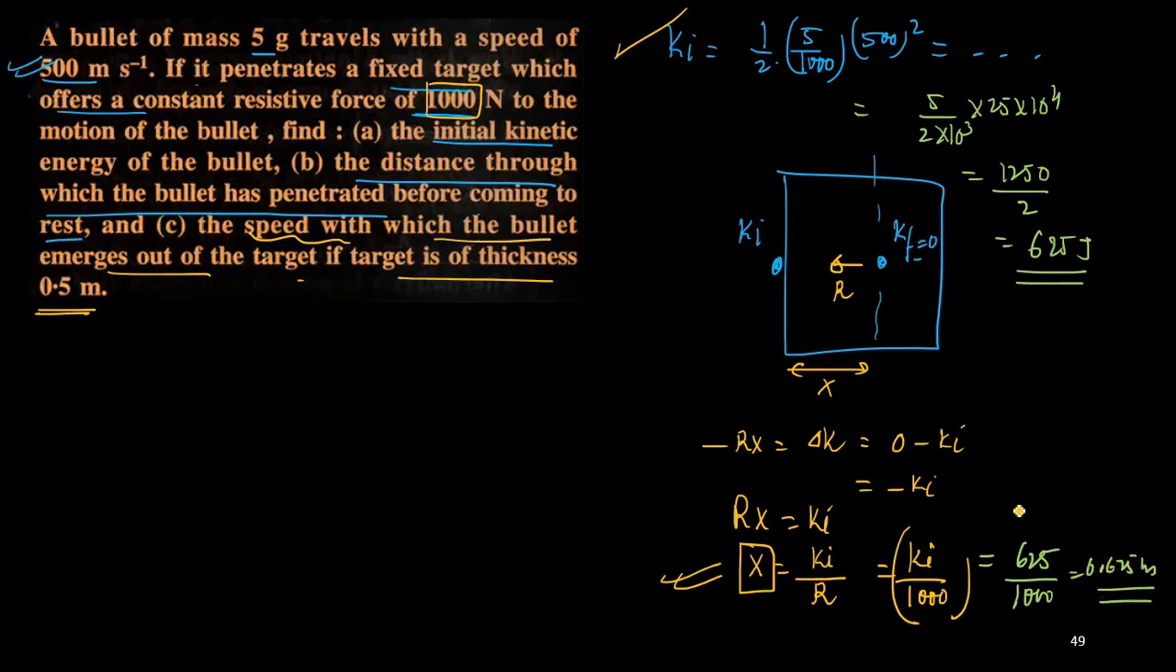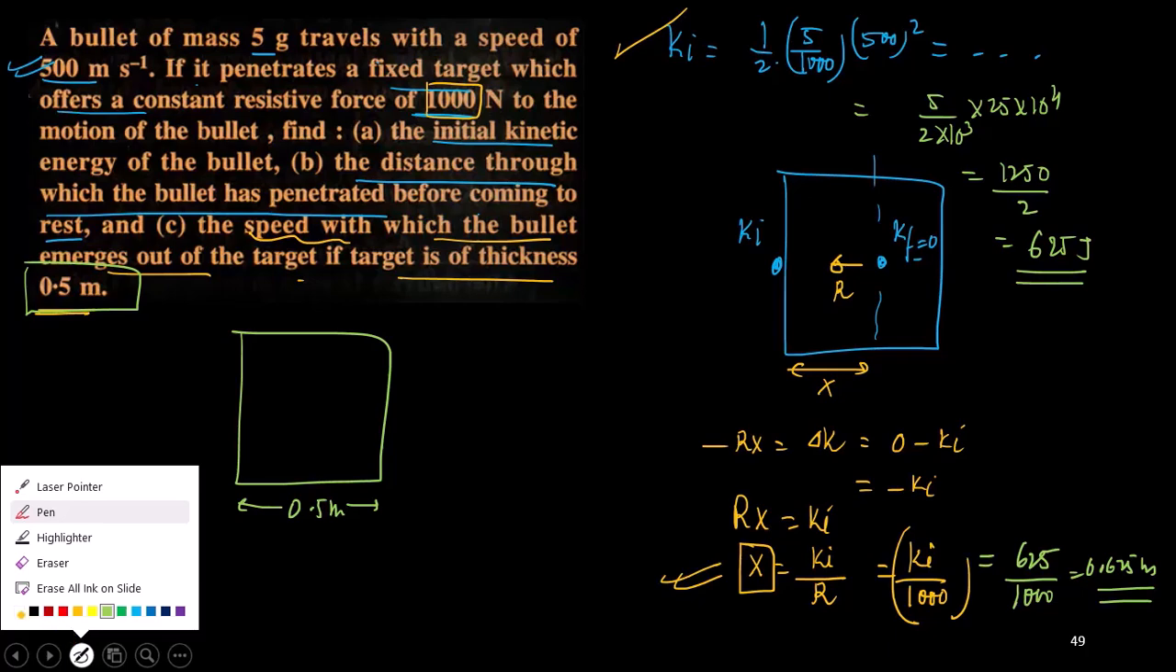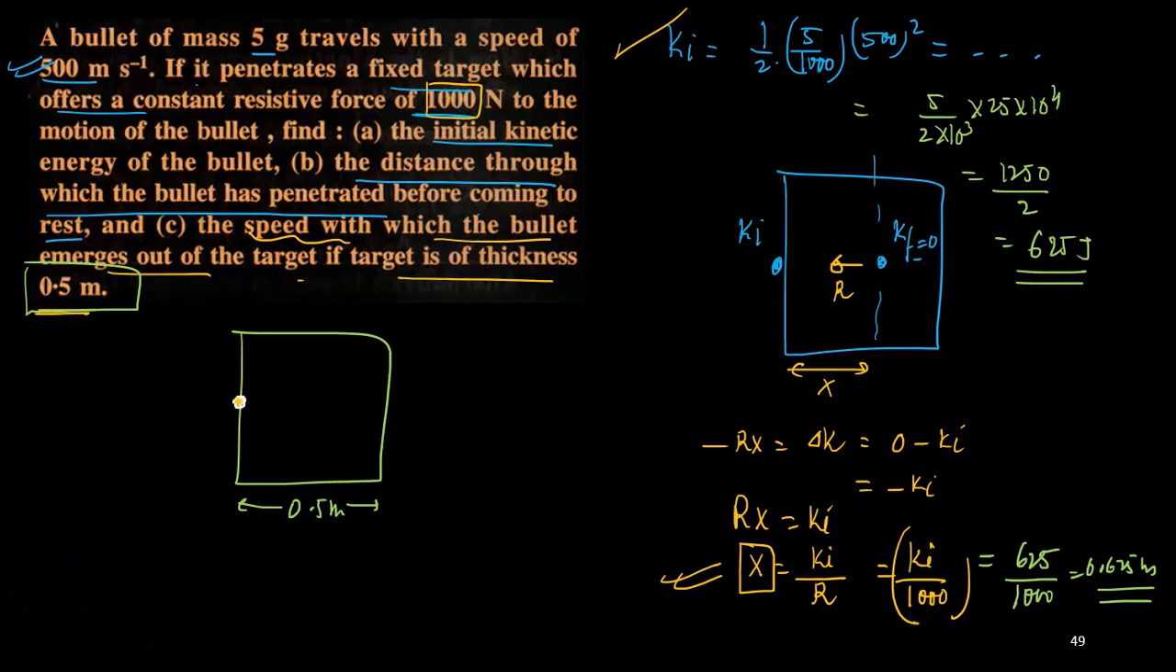Now in the question it is given that the target is of 0.5 meter. Certainly 0.5 meter is less than 0.625. That means the bullet, which is initially thrown with a certain speed, will come out with some other speed v. So corresponding to that, what is the kinetic energy? K final should be equal to half m v square. What is K initial? K initial I have already calculated, that is equal to 625 joule. The resistive force stays the same, R equals 1000.